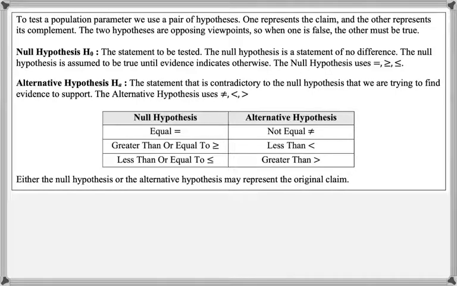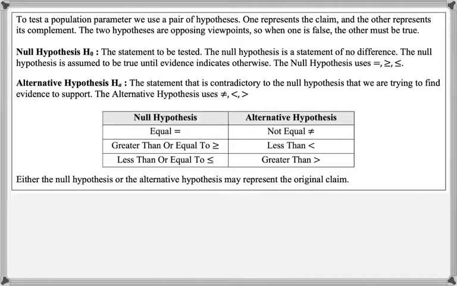The other hypothesis is the alternative hypothesis, and this is denoted by an H with a subscript of A. This is the statement that is contradictory to the null hypothesis that we are trying to find evidence to support. And the alternative hypothesis must use a not equal to sign, a strictly less than sign, or a strictly greater than sign.